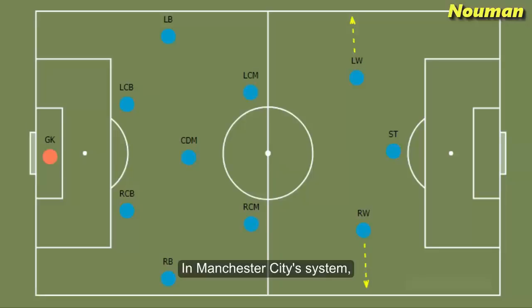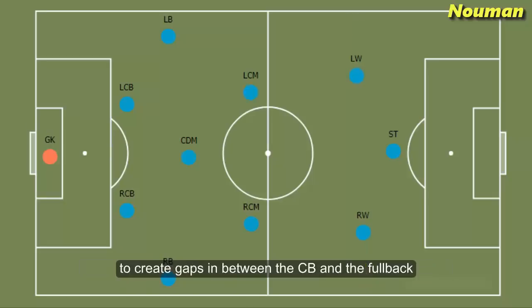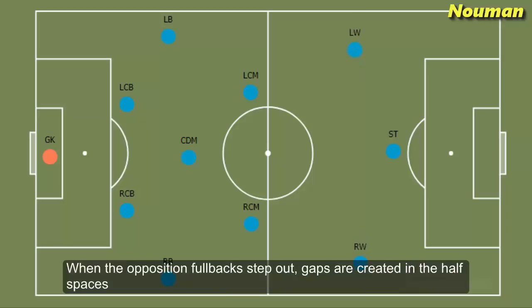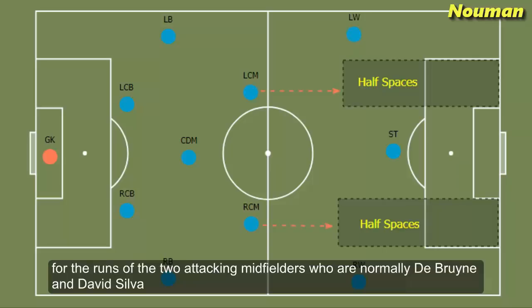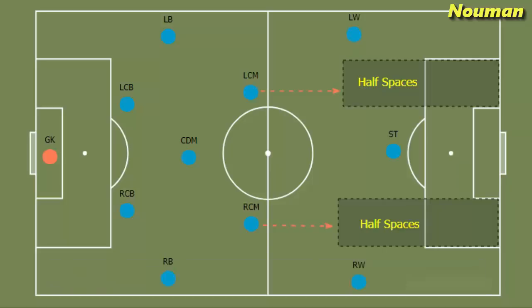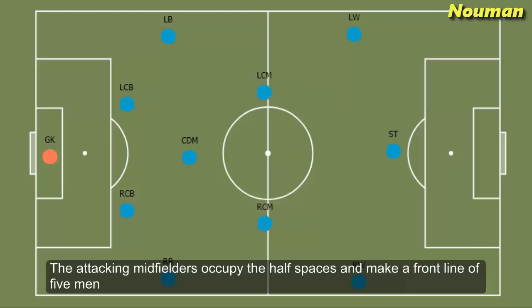In Manchester City's system, the wingers normally stay very wide as they try to pull the opposition fullbacks out of their positions to create gaps in between the centre-back and the fullback. When the opposition fullbacks step out, gaps are created in the half spaces for the two attacking midfielders, who are normally De Bruyne and David Silva. The attacking midfielders occupy the half spaces and make a front line of 5 men.